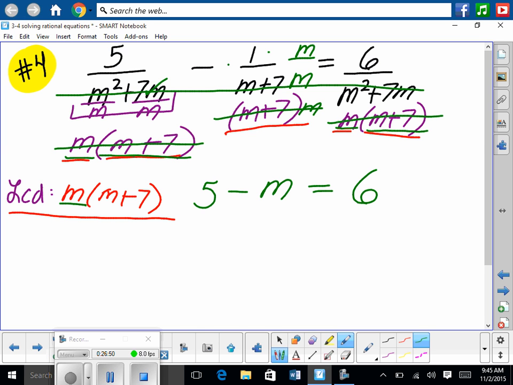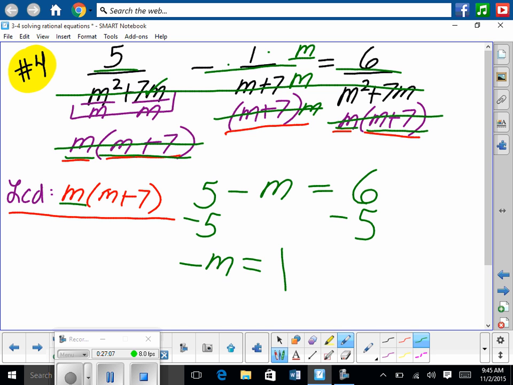And then solving for m piece by piece. Does everybody see how I got that? 5 minus 1 times m is minus m is equal to 6. Now solve for m piece by piece. Subtract 5 from both sides. So I have negative m is equal to 6 minus 5 is 1.